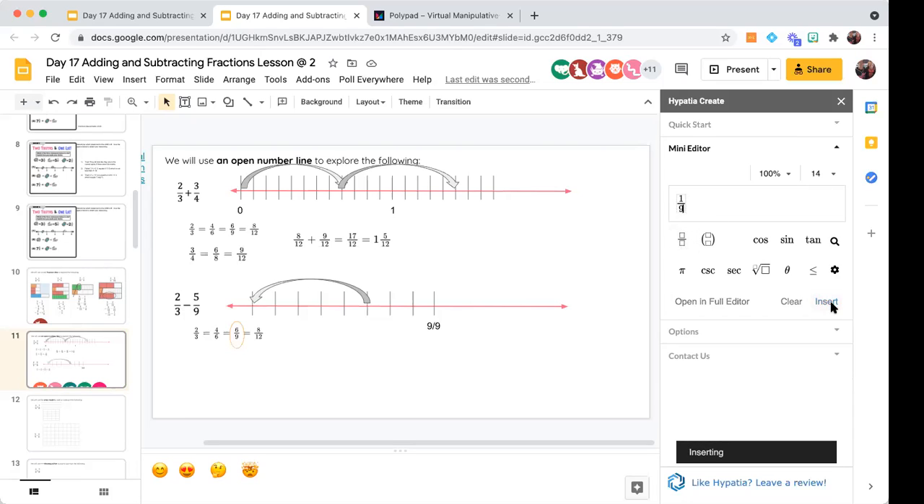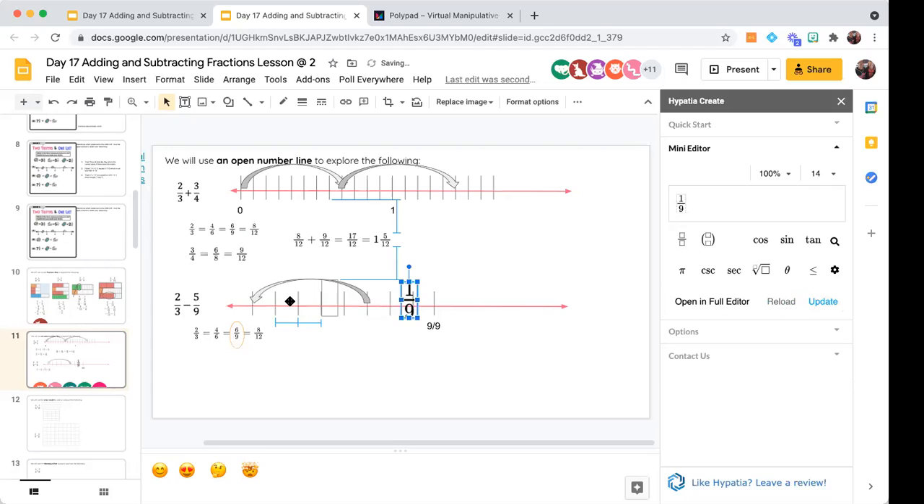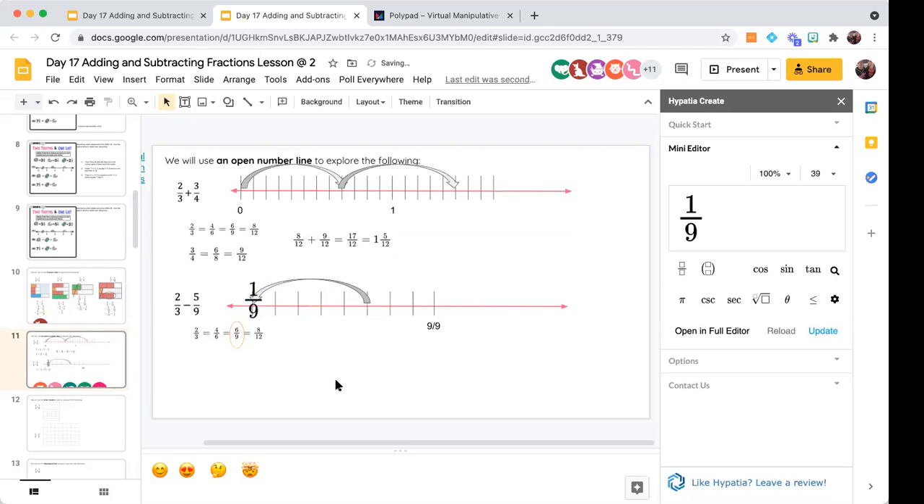So we know adding means we start at 0 and move to the right on the number line. Subtraction means that we start where we're located and move left on the number line. We'll just make this big and stick it over the top. So 1/9.